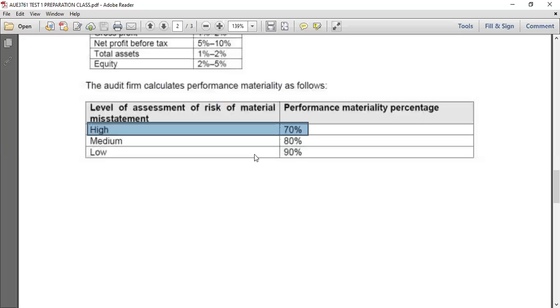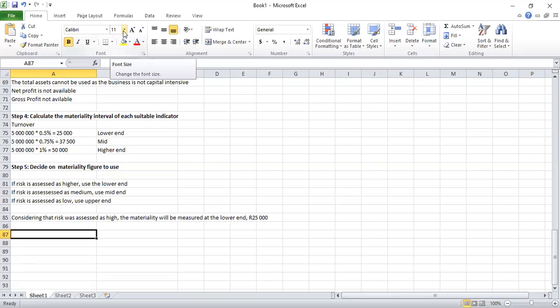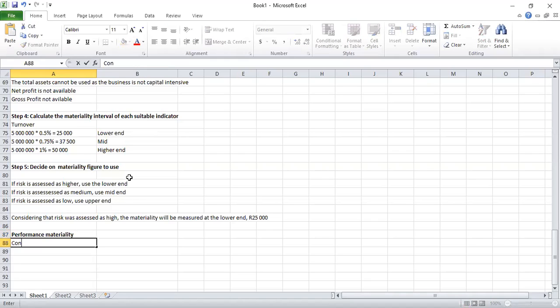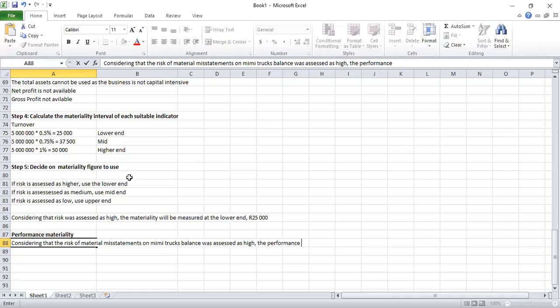So to answer that one, you can just write high, 70%. You have to write the justification. Oh, okay. So we can say what? You have to calculate the amount. Right, considering that the risk of material misstatements on mini trucks balance was assessed as high, the performance materiality will be determined using 70%.